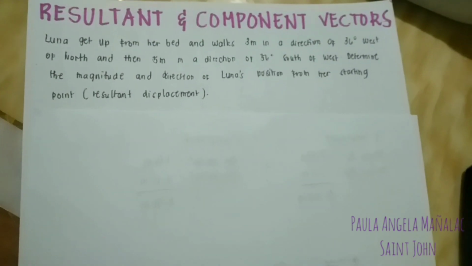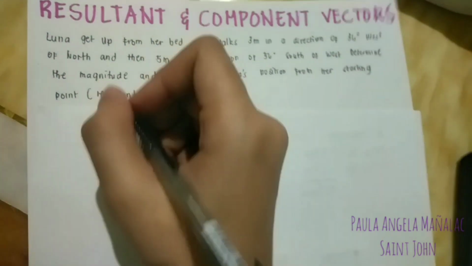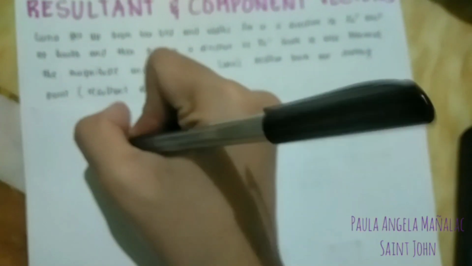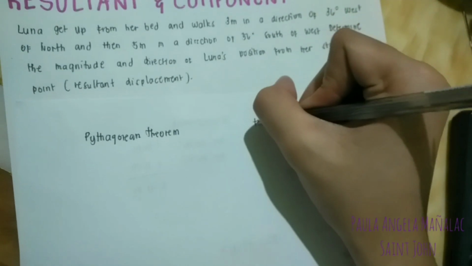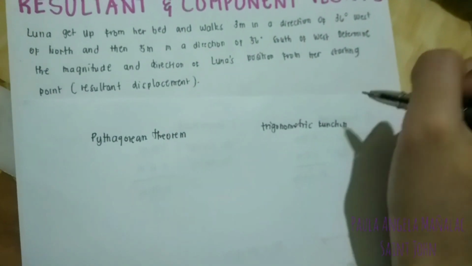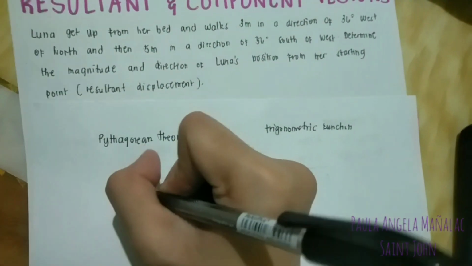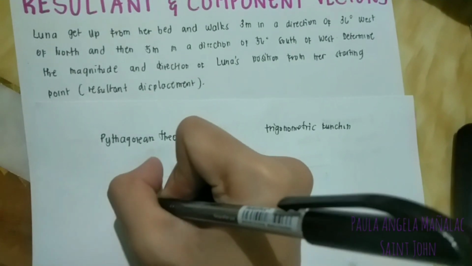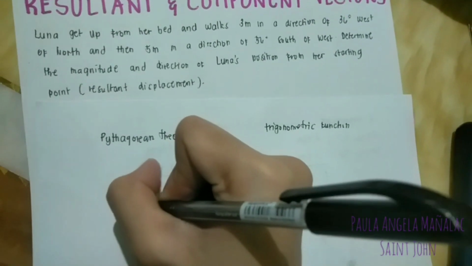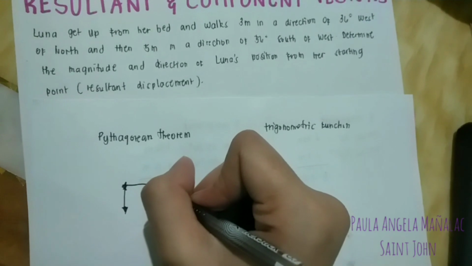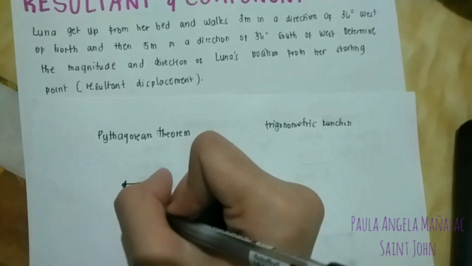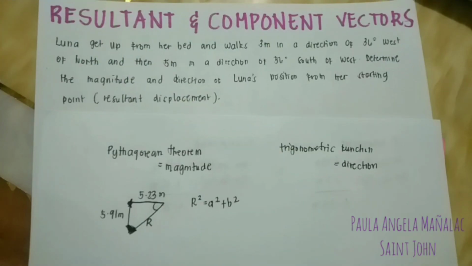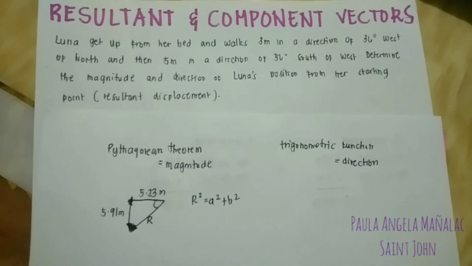Then we can proceed in determining the resultant vector. For its magnitude, we will use the Pythagorean theorem. And for its direction, we will use the trigonometric function. First, draw the diagram. We have the x and y component. So this. Then draw a new vector from the tail of the x component to the head of the y component. So as you notice, a right triangle was formed.